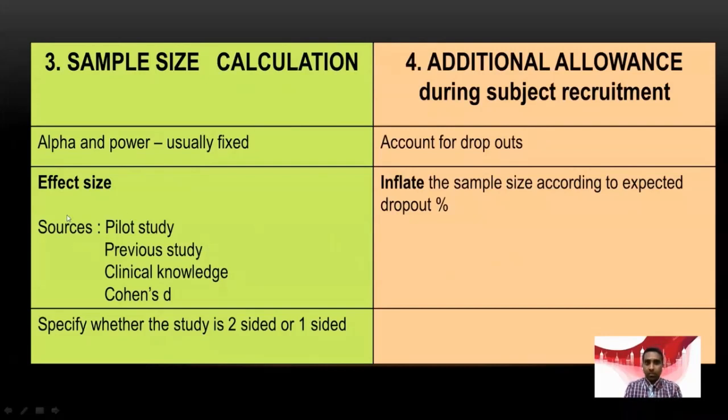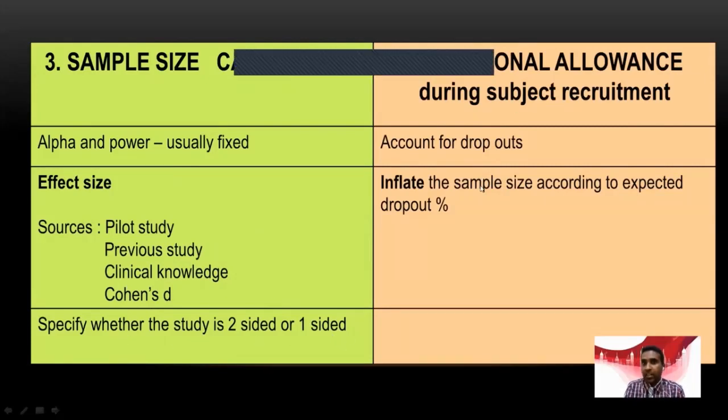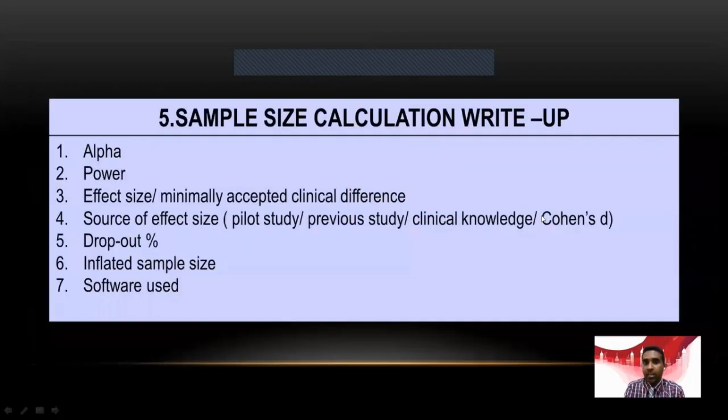And effect size. This is very important. You need to mention the effect size and how it is calculated, whether from a pilot study or previous study, or clinical knowledge, or Cohen's d, or pre-specified threshold values. And mention whether it's one-sided or two-sided, as I mentioned earlier. And account for the dropouts. And finally, give a clear write-up.